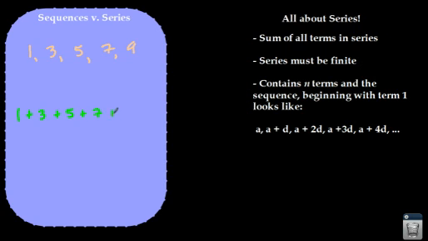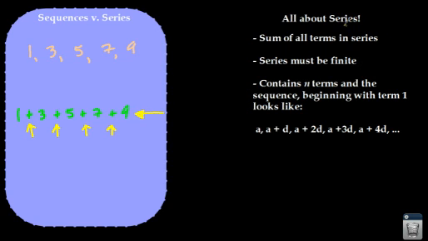Are you noticing the difference? Same numbers, but what a series does is it separates each term by an addition sign. And the reason it does that is because the definition of a series has to do with summing every term in a sequence together. So when we take a sequence and write it as a sum, it becomes a series, okay?